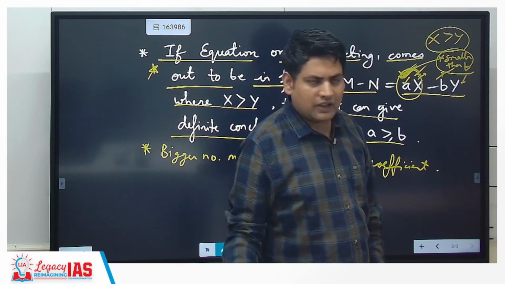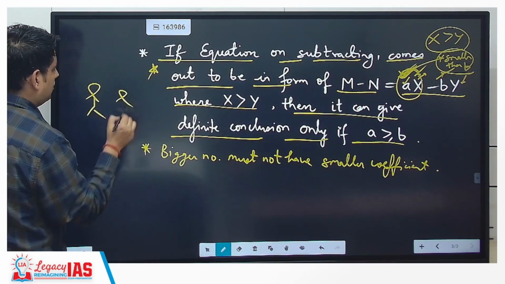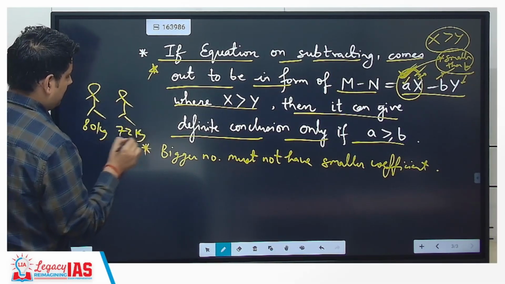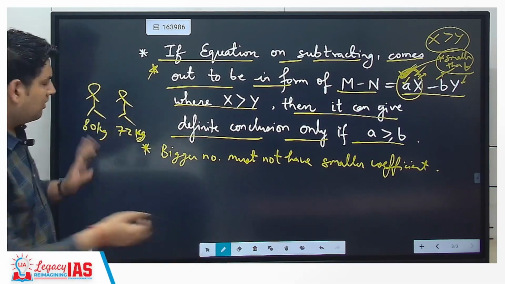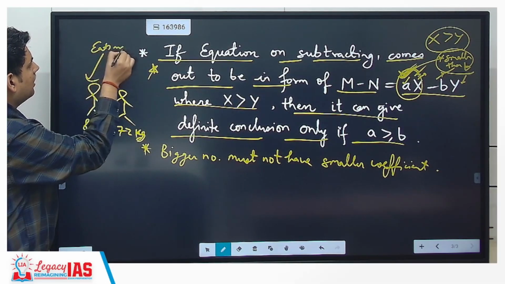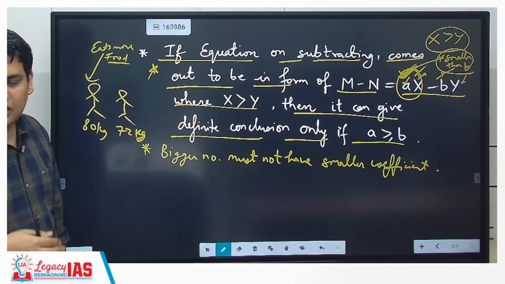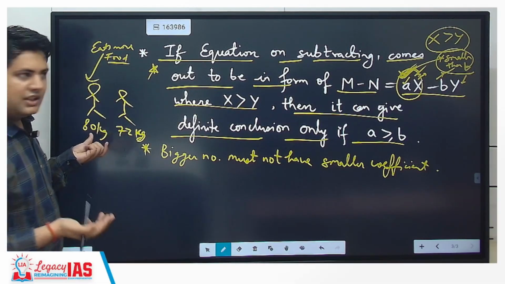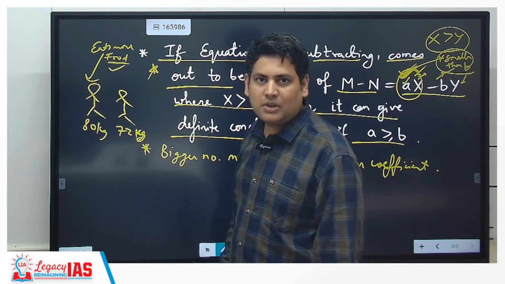Understood? Like you take two persons. This is person 1, this is person 2. This person weighs 80 kg. This person weighs 72 kg. Now, hypothetically, this person weighs much more. If this person also eats more food, then after 1 year, who will have more weight? This person, because he was anyway heavier, and now he is eating more food also, so he will be heavier. Simple. Then your conclusion can be clearly drawn.